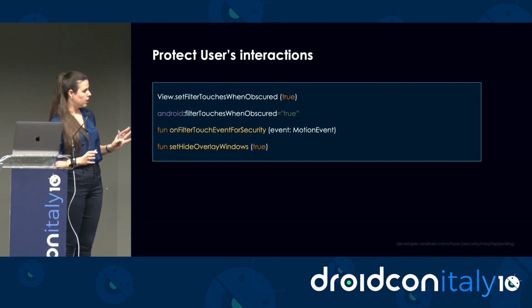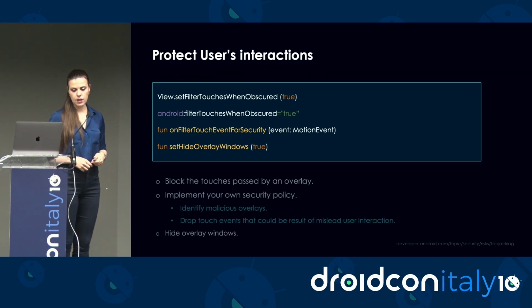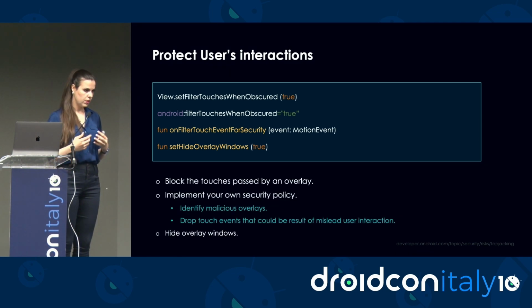And there are, by the way, each of them you can use separately. And what they do is basically block the touches passed by overlays. You can also define your own security policy where you will identify such malicious overlays and actually try to verify the user intentions before passing such touch events. And also you can, in the recent versions of Android, hide overlay windows on certain screens in your app. And this is, by the way, very nicely also explained in the OWASP Mobile Application Security Verification Standard, so you can also check it out there, and of course in the Android docs.